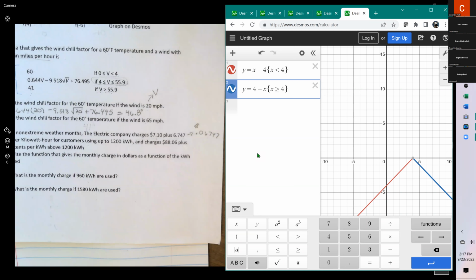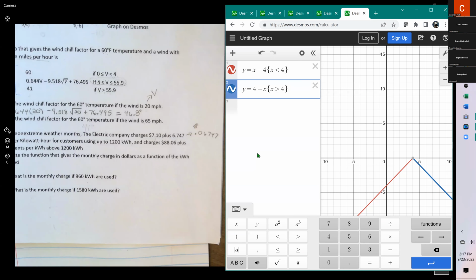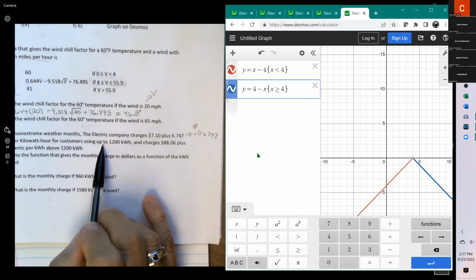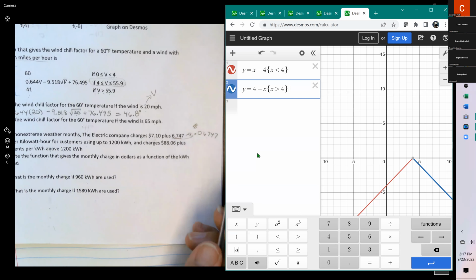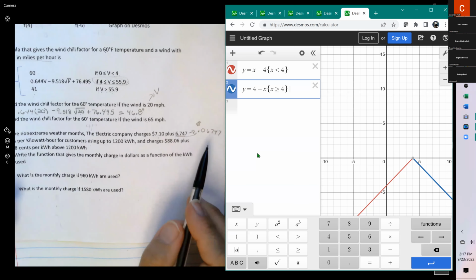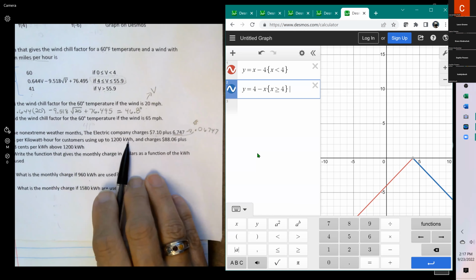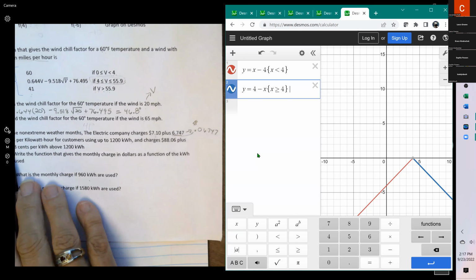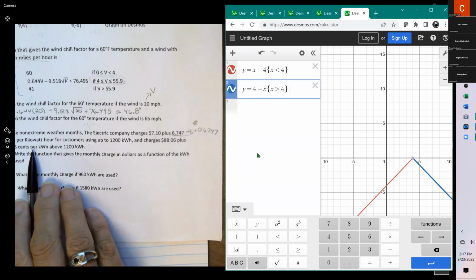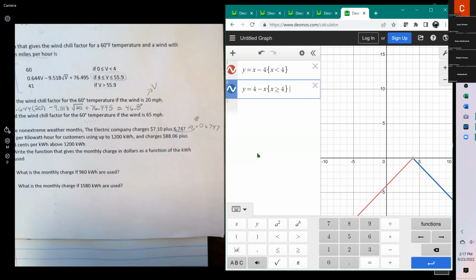And when you're talking about a bill, it's going to end up in dollars. So you don't want to make the dollars into cents. You want to make your cents into dollars. So this I changed to dollars. Using up to 1,200 kilowatt hours and charges 88.6 plus 5.788 cents. Again, we'd convert it above 1,200. Write the function that gives the monthly charges in dollars.